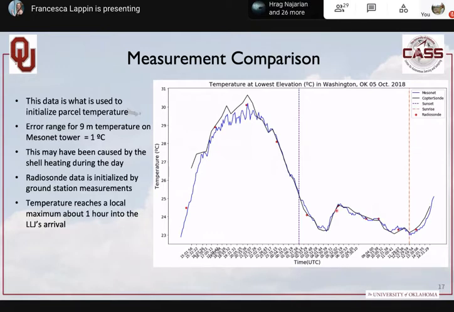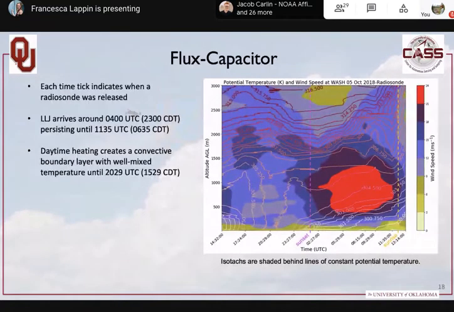So now we're going to look at potential temperature data from radiosondes at the Flux-Capacitor campaign. We wanted to look at the radiosonde data so we can get the entire picture of what's happening within the boundary layer in time and height. So the contours are your wind speed, and you can immediately see the low-level jet shows itself shortly after sunset, all the way right up until before sunrise.